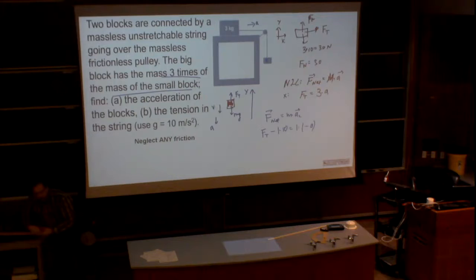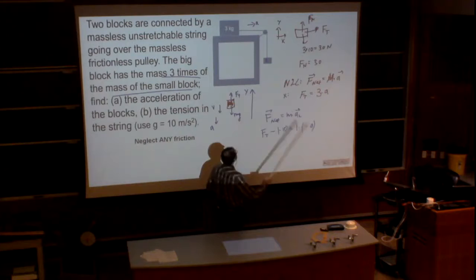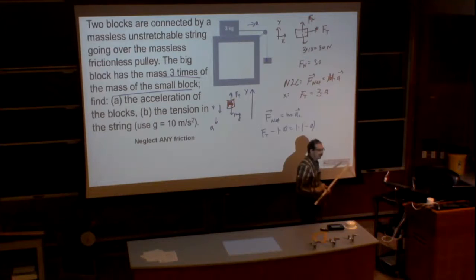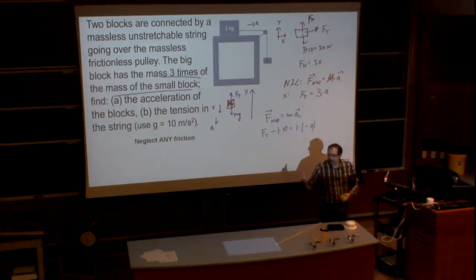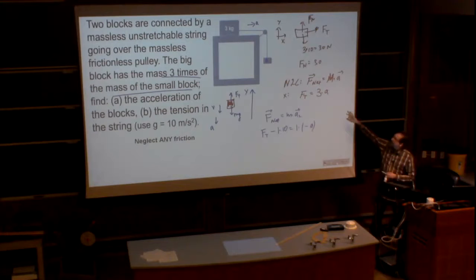String, unstretchable. So the string has a fixed length no matter what. And if, let's say, this box travels down by 1 centimeter, that means automatically this box travels to the right, but also by 1 centimeter. They travel the same distance, same time. They must have the same speed. They must have the same magnitude for acceleration. So that letter A and this letter A represent the same number, the magnitude of the acceleration.